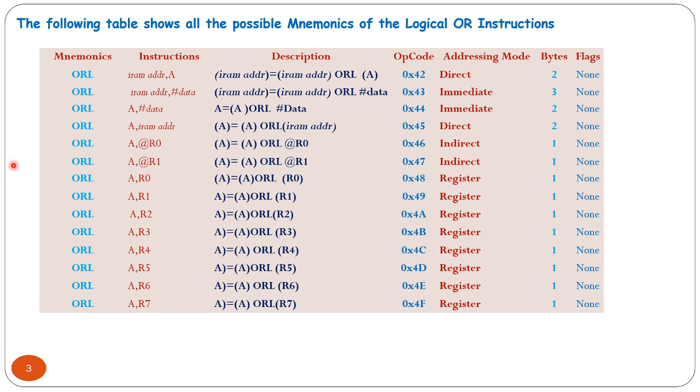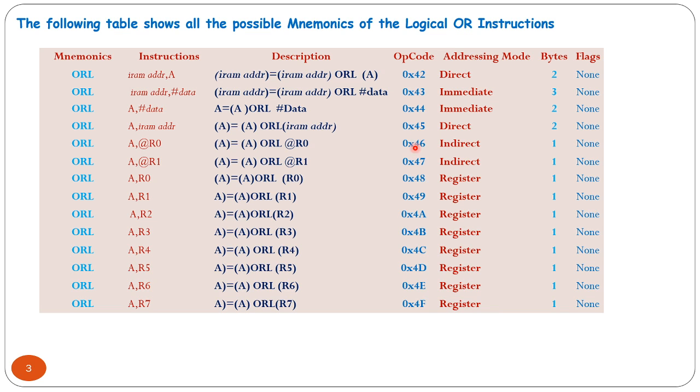So this instruction is ORL A, @R0: the content of RAM whose address is given by the R0 general purpose register and the content of the accumulator are logically ORed, and the result is stored in the accumulator register.